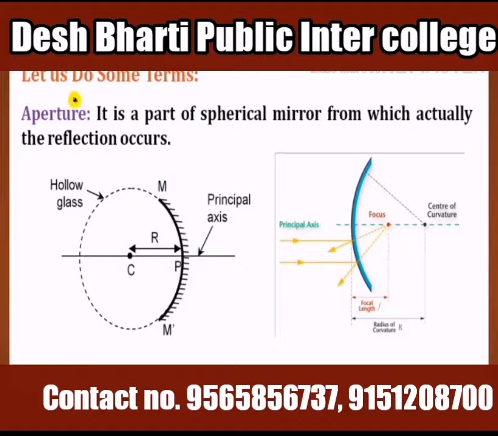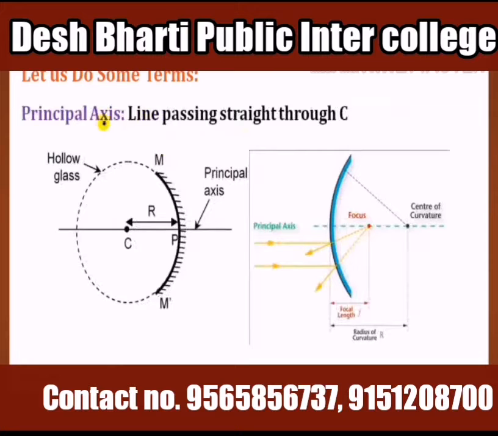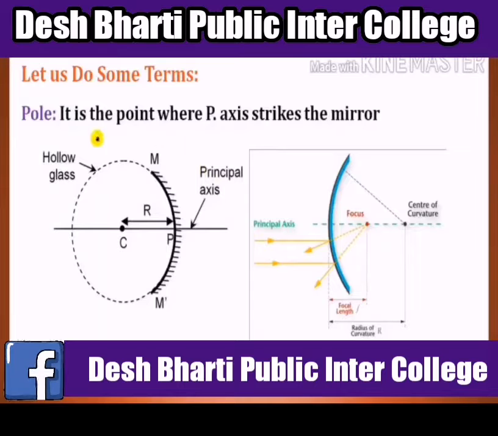Now let us go through some terms. Aperture: it is the part of a spherical mirror from which the reflection actually occurs. Okay, here MM dash is the aperture of the concave mirror and AA dash is the aperture of the convex mirror. Here point C is the center of curvature as we discussed before, and the center of curvature is the center of the spherical mirror. Principal axis: the line passing straight through C, that is, the line passing through the center of curvature, we call the principal axis. Okay, here I have explained what it is.